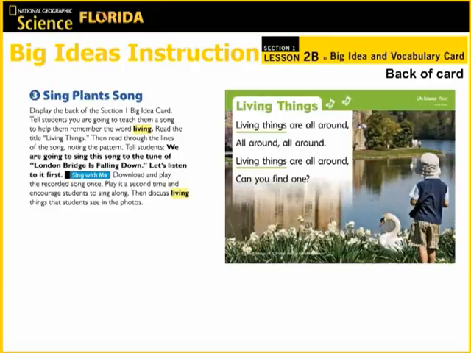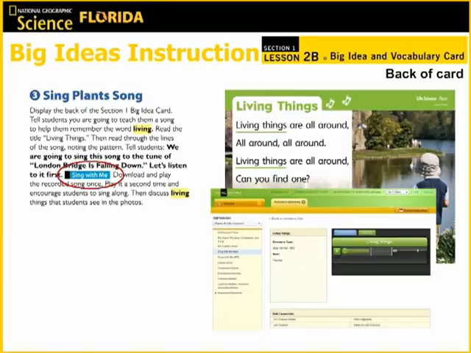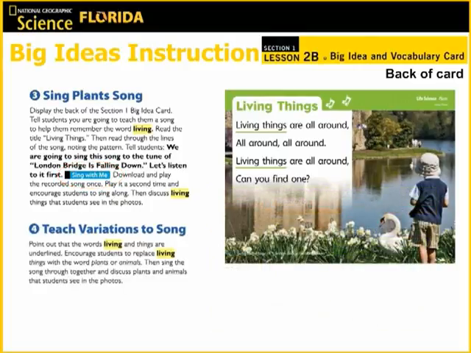On the back of the Big Ideas cards, it's time to sing a song about the topic. This song is meant to help the students remember the vocabulary words they've just learned and their definitions. As you can see by the Sing With Me icon here, you can easily download and play a recording of the song. After students have heard and sung the song a few times, teach some variations of the song by replacing various words. This allows students the opportunity to use all the vocabulary words they've just learned.